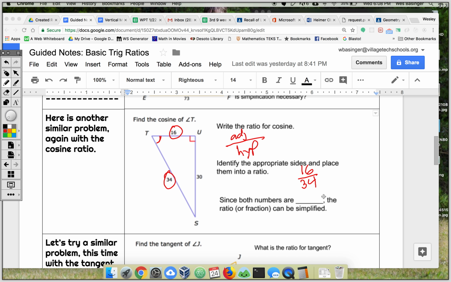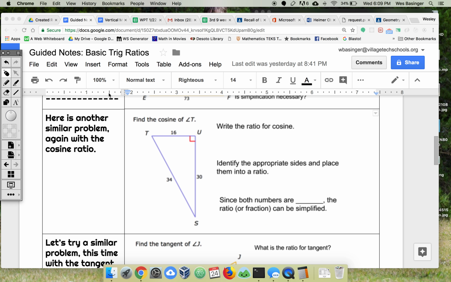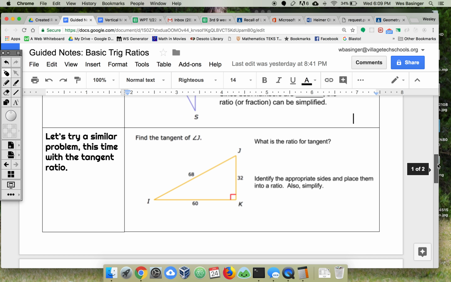Since both numbers are even, the ratio or fraction can be simplified. So we will go ahead and reduce both the top and bottom by a factor of 2, dividing both of those by 2. So 16 divided by 2 is 8, and 34 divided by 2 is 17. So our final answer would be 8 over 17. That's as simplest as it gets. Okay, let's go ahead and try a similar problem, this time with the tangent ratio.